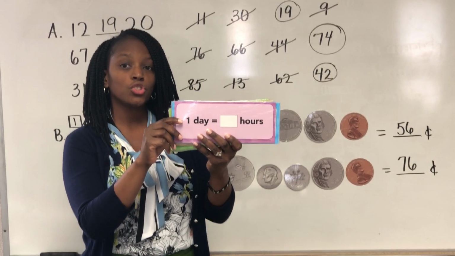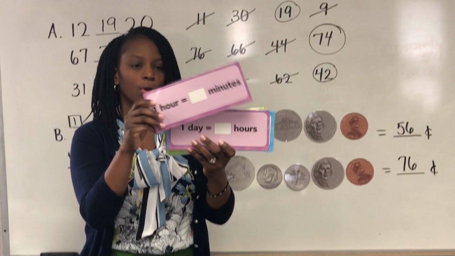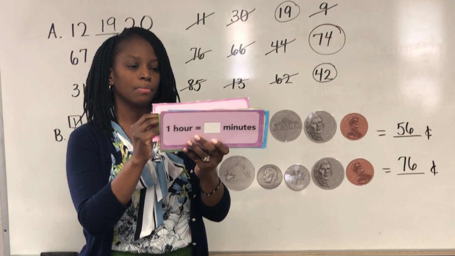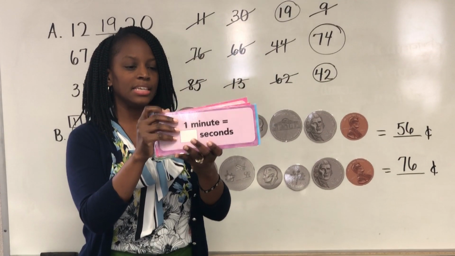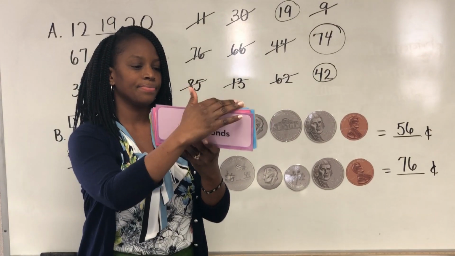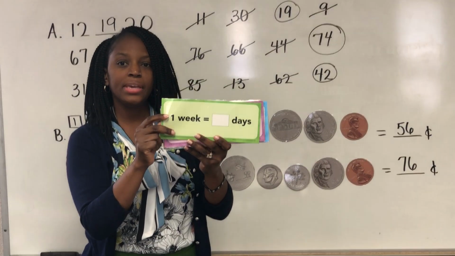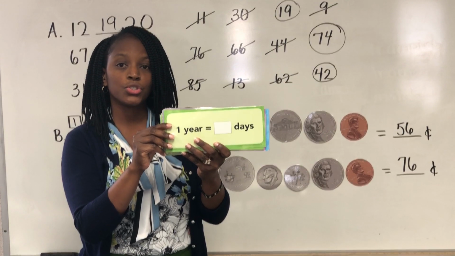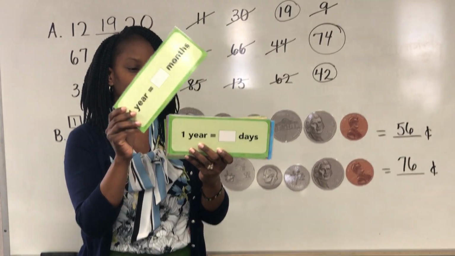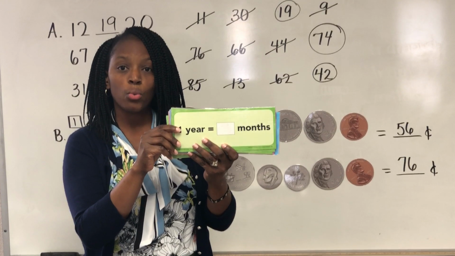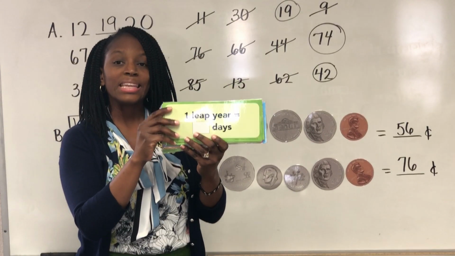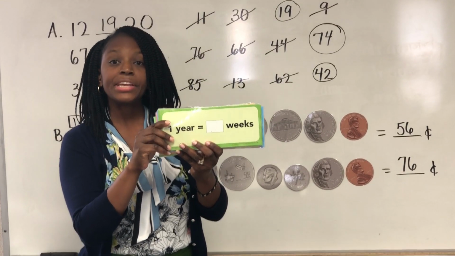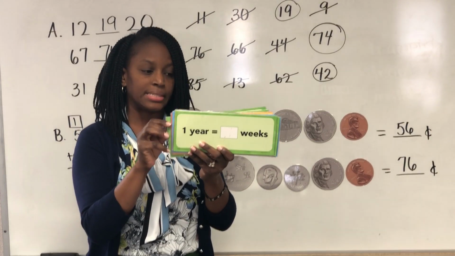1 day equals 24 hours. 1 hour equals 60 minutes. 1 minute equals 60 seconds. 1 week equals 7 days. 1 year equals 365 days. 1 year equals 12 months. 1 leap year equals 366 days. 1 year equals about 52 weeks.